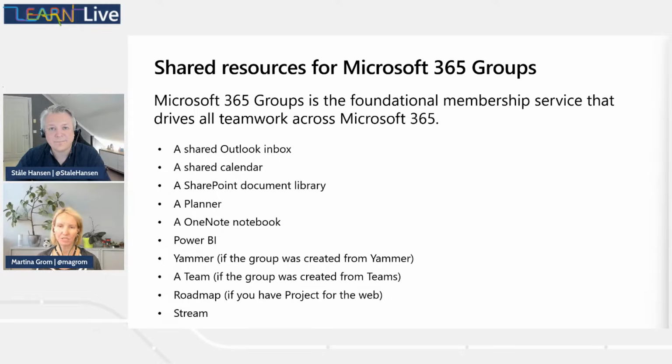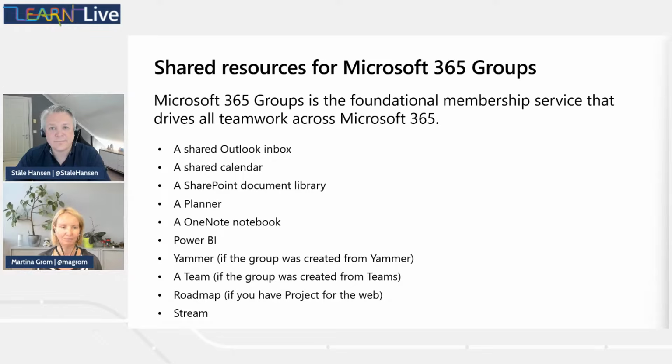So those resources can include an Outlook inbox, a shared Outlook inbox where everyone can look at, a shared calendar for team members, a SharePoint document library. You can have a Planner in here. You can have OneNote, like we mentioned before. Power BI is also part of that. And also, if you create a Yammer community, you will get the Microsoft 365 group. But Yammer communities cannot be Microsoft Teams at the same time. So this is an either-or decision.